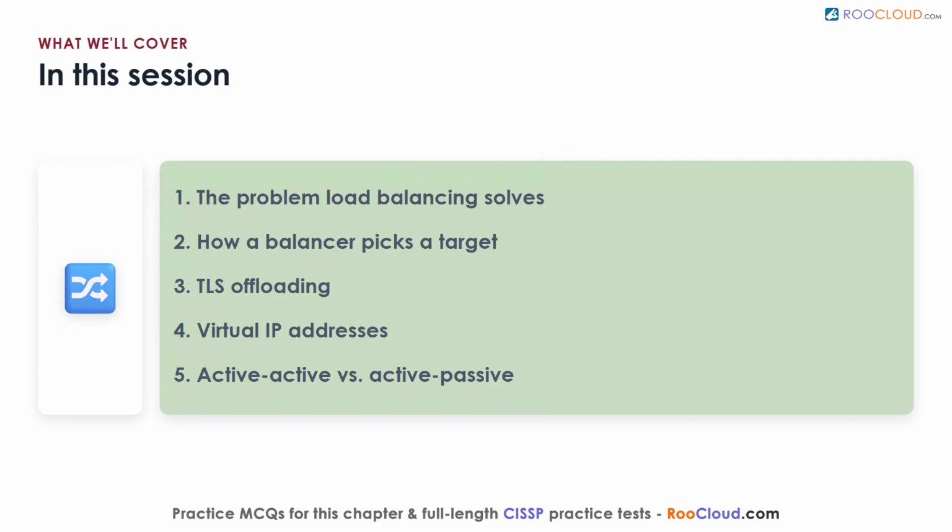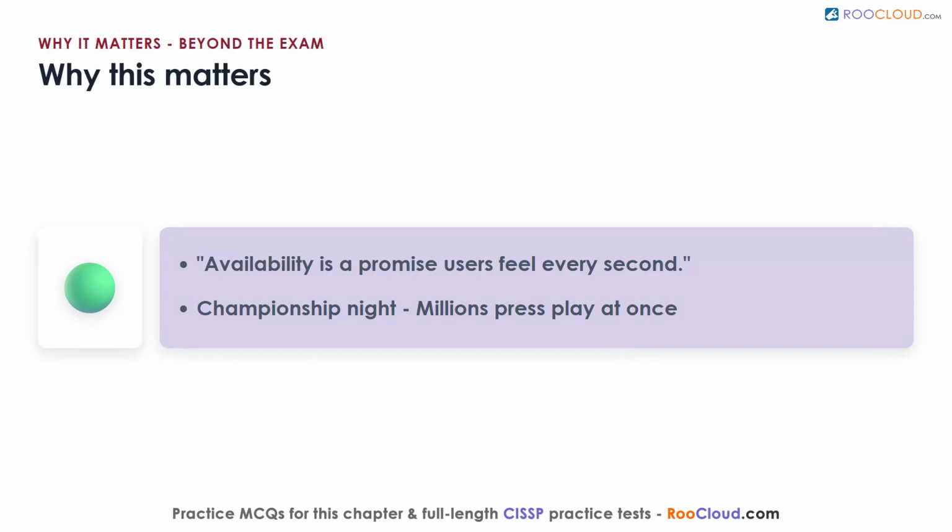We'll answer several questions. What problem does load balancing solve? How does a balancer decide where each request goes? What is TLS offloading? What role do virtual IP addresses play? And what is the difference between active-active and active-passive designs? Why does this matter beyond the exam? Because availability is a promise your users feel every second.